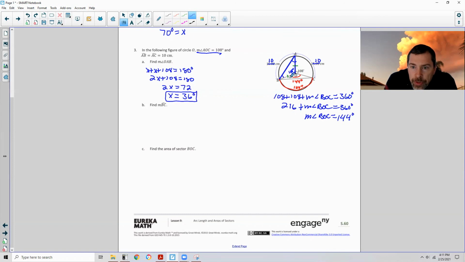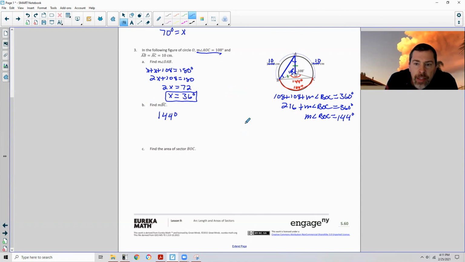All we had to do is realize radius is radii and equal measures of central angles because of equal lengths of arcs. And now B says find the measure of arc BC, and I've already done that down here. And so that is 144 degrees because an intercepted arc is equal to the central angle that intercepts it.